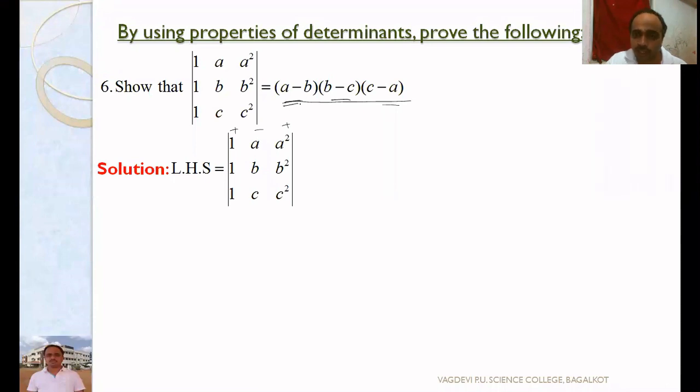A minus B you have to get. B minus C you have to get. C minus A you have to get. After getting this answer, in the last step, you have to expand. Last step means you have to get some zeros. After getting zeros, you have to expand.